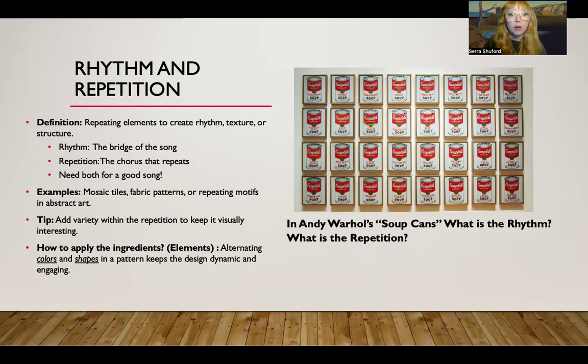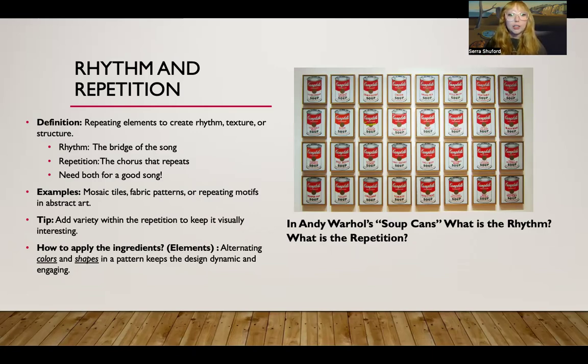So an example: mosaic tiles, fabric patterns, or repeating motifs in abstract art. Fabric and textiles are a great way to identify it. Let's think about crochet or knitting. If you're crocheting, you're doing the same kind of stitch over and over and over again, and that repeats itself. But you can change color, you can change the width of the stripe when you change the color, you can add designs in. You can do all these things to create rhythm and break up that repetition of just the stitch over and over again. You can also add variety within the repetition to keep it visually interesting, and that's where your rhythm comes in.